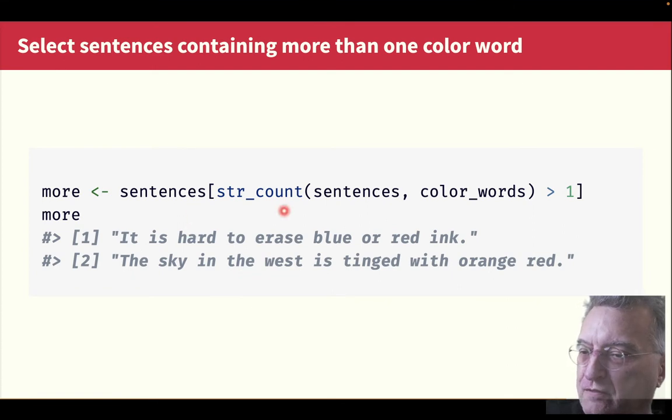We can select sentences where the string count of color words is greater than 1. So we get these sentences. So these are the only sentences with multiple color words.